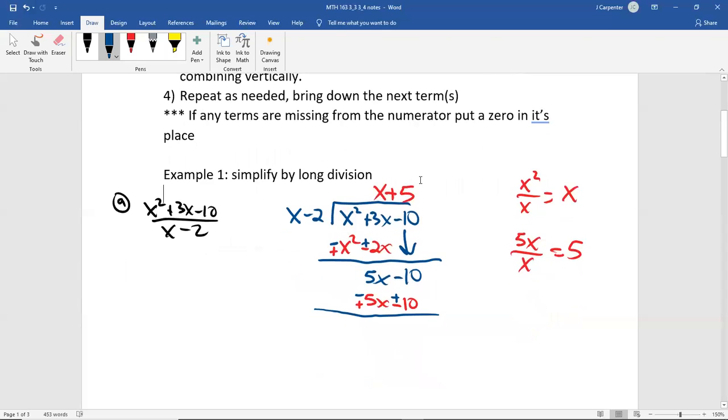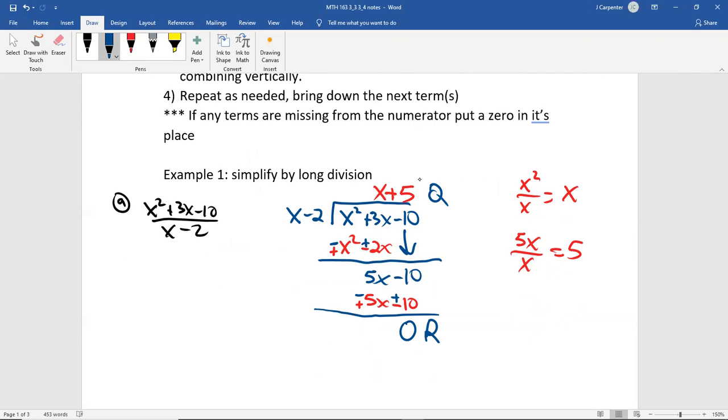It doesn't matter. Combine 5x minus 5x, cancel. Again, that should happen. Negative 10 plus 10. Oh, they actually cancel. But I have to write something down here, so I need to write a 0. There's nothing else to bring down, so that means we're done. And when we're done, whatever is here is what we call the remainder. The x plus 5 is what we call the quotient.